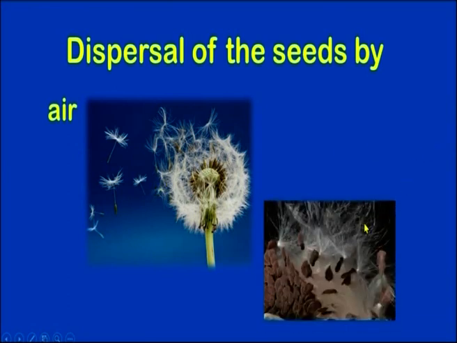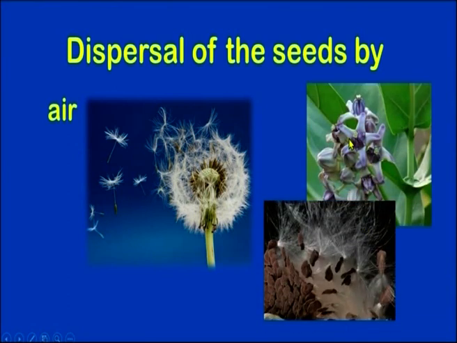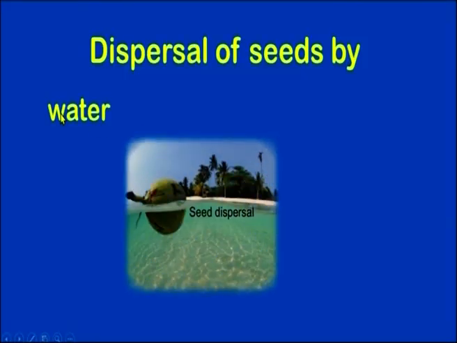And also we see here a plant, children. After it dries up, the flower, the seeds are formed inside like this. This also is blown away by the air, and when they fall on the soil and are covered with the soil, in favorable conditions they will grow into a new plant. Understood, children? Dispersal of seeds by water.